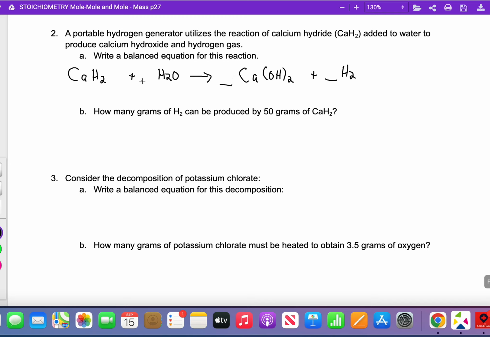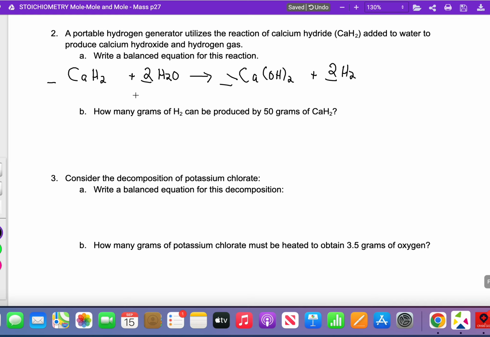I'll let you try to, well, maybe I'll do this one for you, just because I want to show this problem. Basically, you've got one calcium, 2 hydrogens, but you've got 4 on the other side, so we'll put a 2 there. And then you've got 1 calcium, we already did that one. 2 oxygens, we already have 2 oxygens, but let's see here, we've got 2, 4, 6. Okay, so we'll put a 2 here. All right, that balances it.